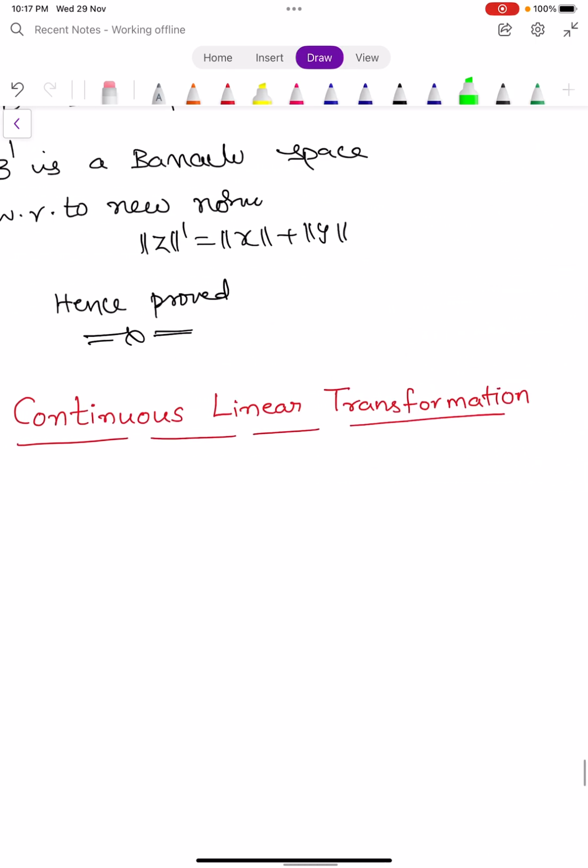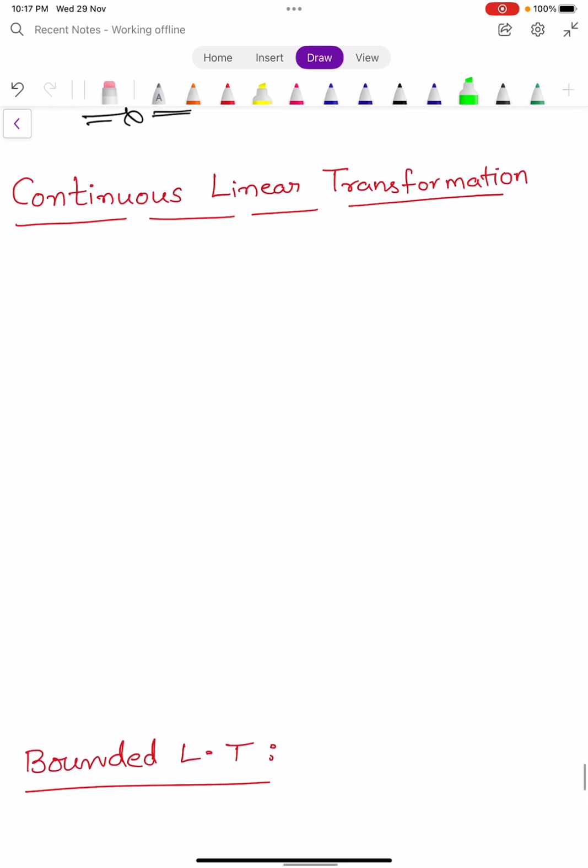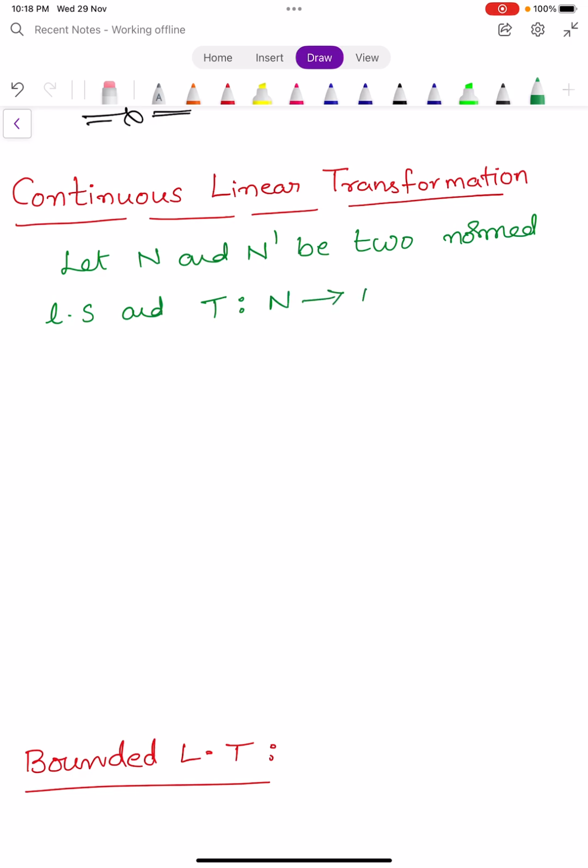So, in this video, we learn some definitions and one theorem. Let us see the definition: continuous linear transformation. Let capital N and N dash be two normed linear spaces, and capital T maps N into N dash be a linear transformation.